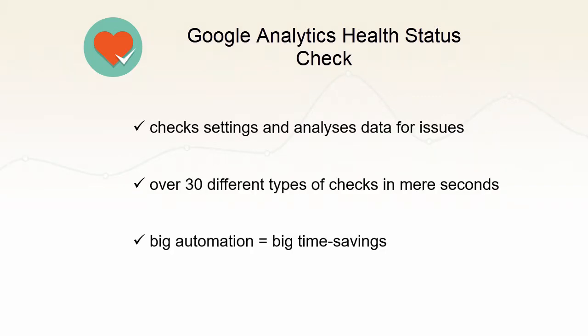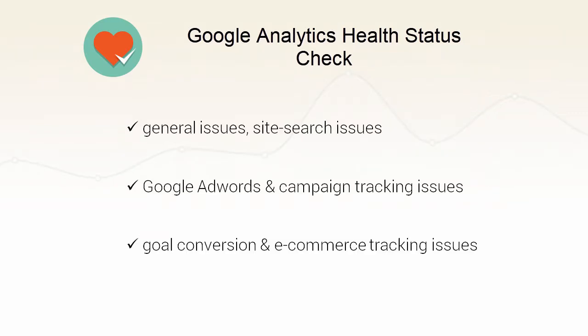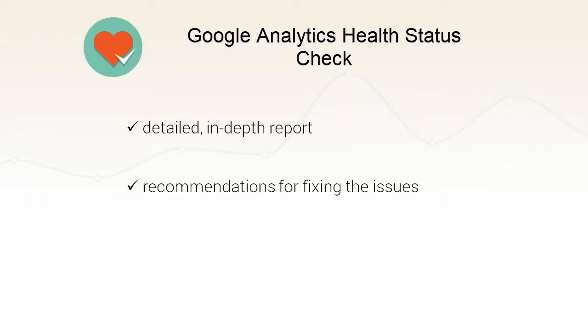The tool checks your settings, does analysis on your data, and looks for signs of issues. It currently does more than 30 different types of checks in a matter of seconds. This would normally take a trained web analyst at least half an hour to complete. The checks are split in several groups: general, site search, goal tracking, AdWords campaign tracking, e-commerce transaction tracking, and more. You get a detailed audit report containing status and description for each check performed. When an issue is detected, you are presented with a detailed description and recommended fixes.